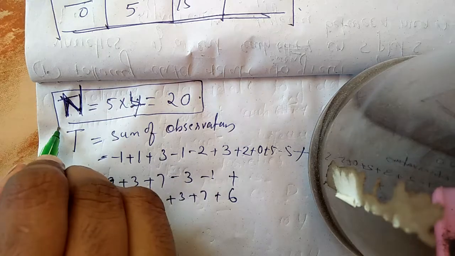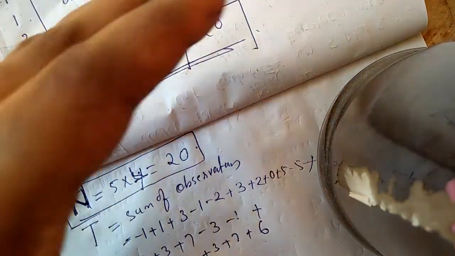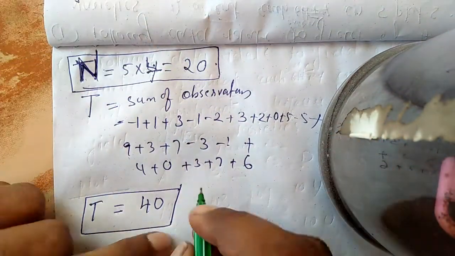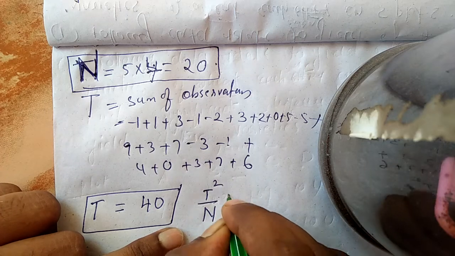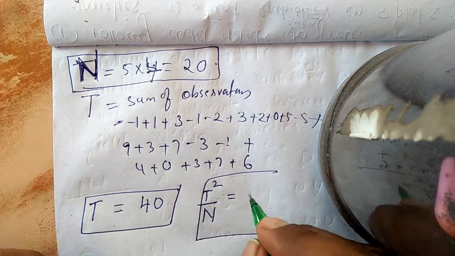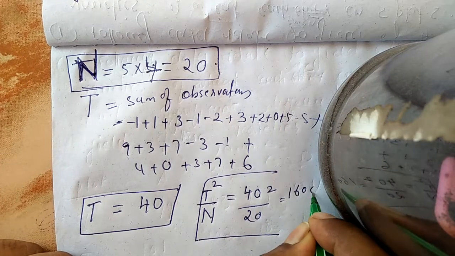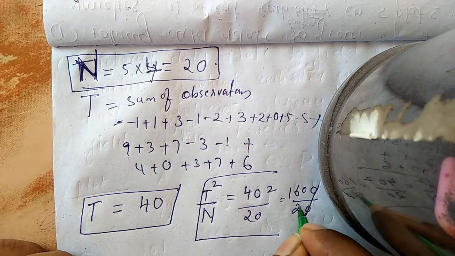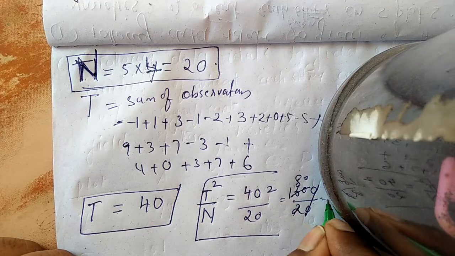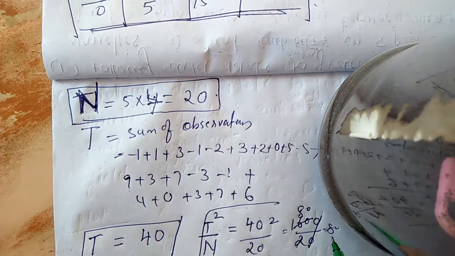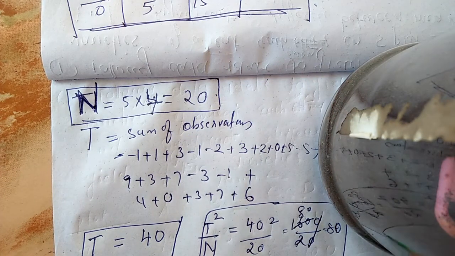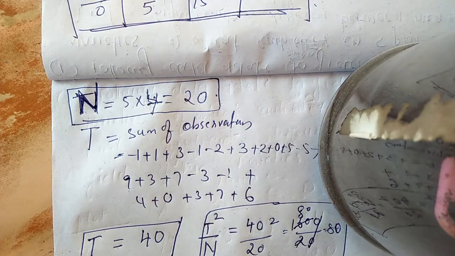N equals 20. Next, you find T square by N. T square by N is 40 square by 20, so 1600 divided by 20. You get 80. T square by N is 80. Next, you find SST.